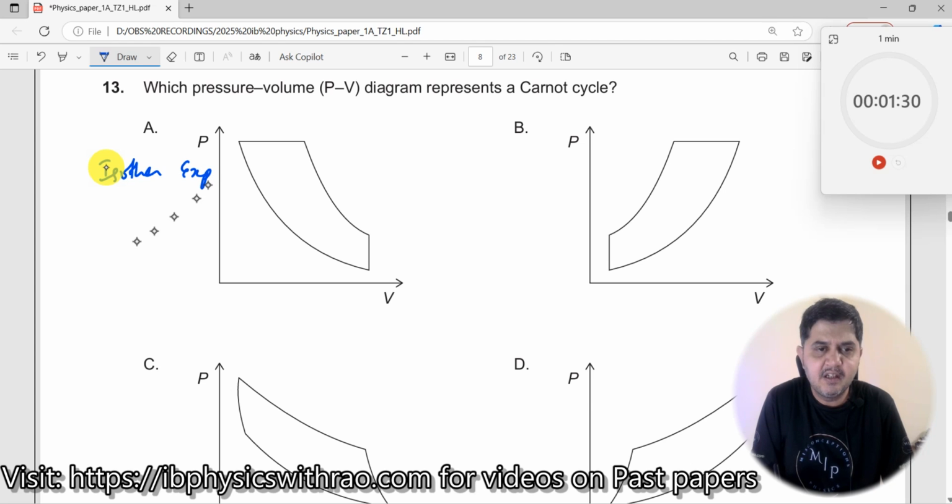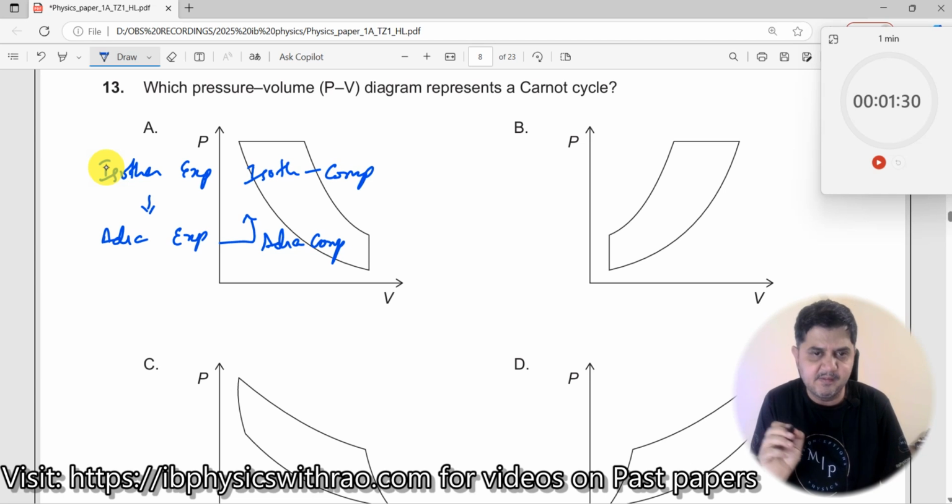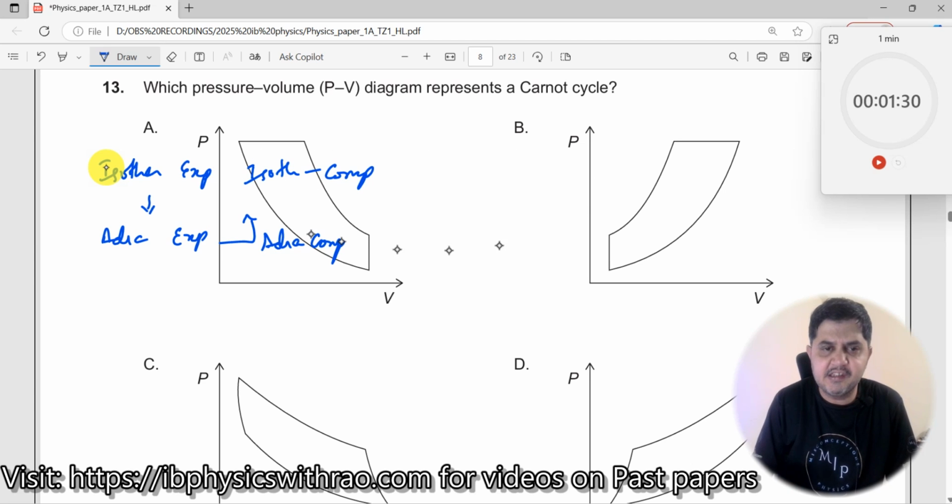expansion followed by an adiabatic expansion, and then after this there is a reversal. The sixth is an adiabatic compression, and then you have an isothermal compression. This is what exactly happens. Okay. Now you need to look at the figures to understand this.